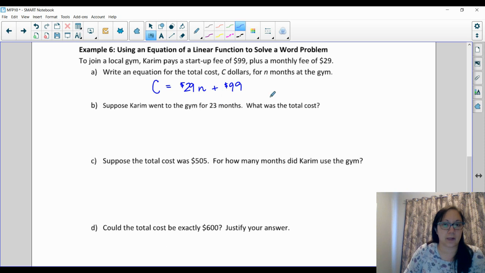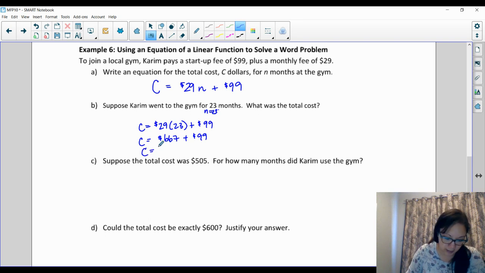Suppose Kareem went to the gym for 23 months. What's the total cost? So that means n equals 23. So we're going to solve the equation we just wrote by putting a 23 in place where the n was. So $29 times 23 is $667. Plus we have to add on that $99. So the total cost would be $766.